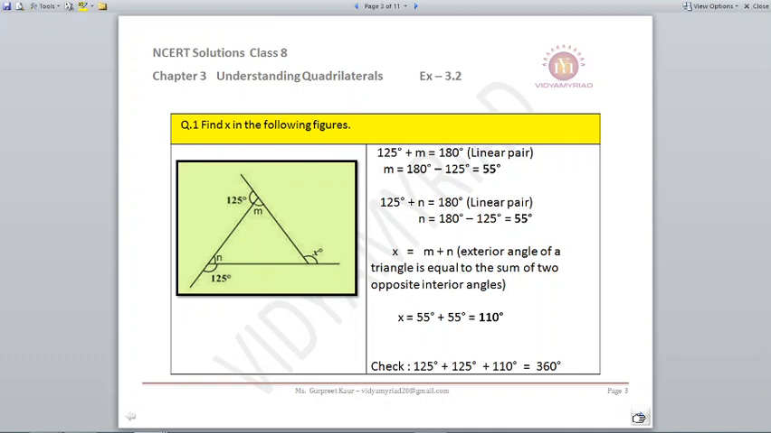Now, I told you that the sum of exterior angles will always be equal to 360 degrees. Here in this figure, there are three exterior angles, 125, 125 and x, which we have just found as 110. Now, we can check whether the value x = 110 is correct by using that property, that the sum of all the angles should be equal to 360. If it comes to 360, it means your answer is correct. So, 125 plus 125 plus 110 comes out to 360 degrees. It means our answer is correct.